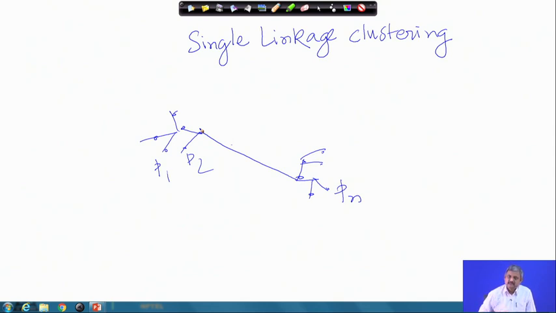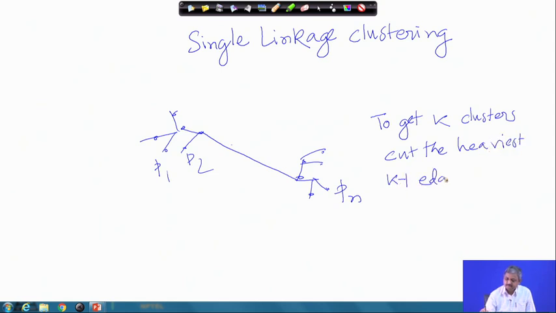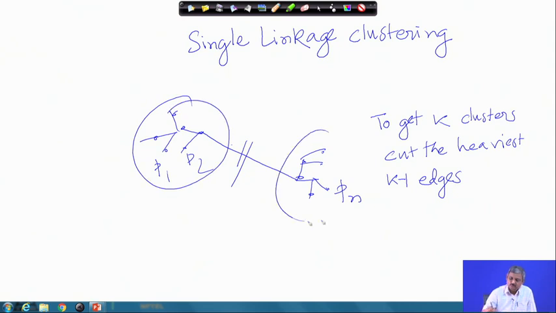Now, to get k clusters, cut the edge having the highest weight. So if you want to get 2 clusters, cut the heaviest weight. If you want to get 3 clusters, cut the 2 heaviest weights, and that will partition the points. Since it is a tree, it will partition the points into groups. Those are your clusters. Okay.